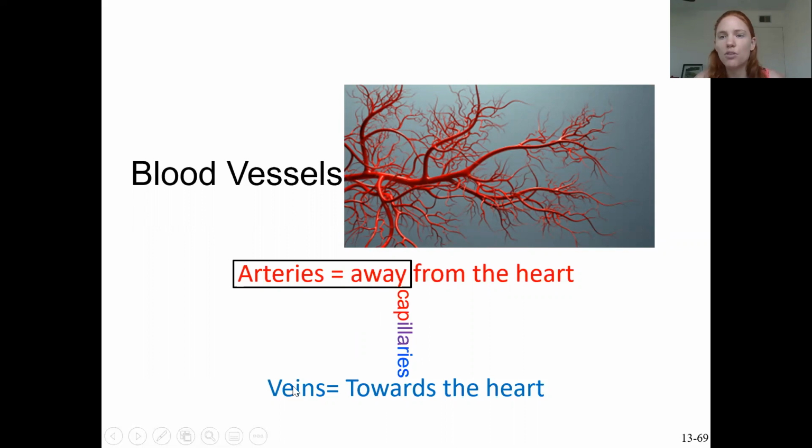And just to review for the heart, remember that if arteries are going away, which type of chambers of the heart are they going to be connected to? The ventricles, because ventricles pump out. And then veins, what would veins be then connected to? Veins are going to be connected to atria, or atrium if it's singular, and that's because atria receive. Okay, so veins towards, arteries away.